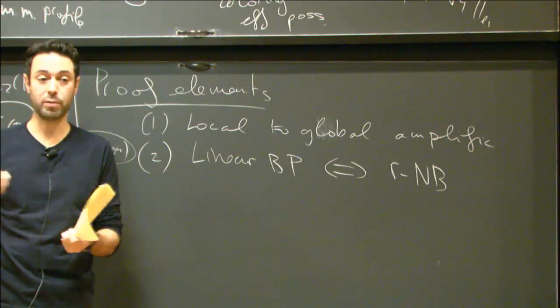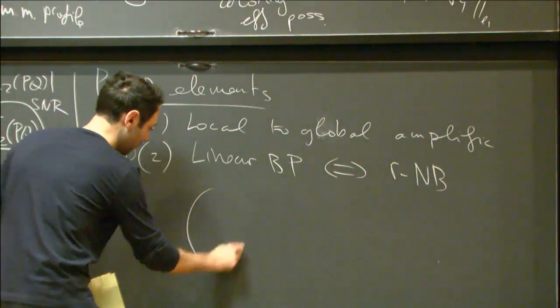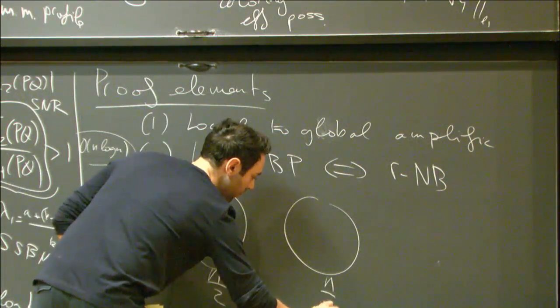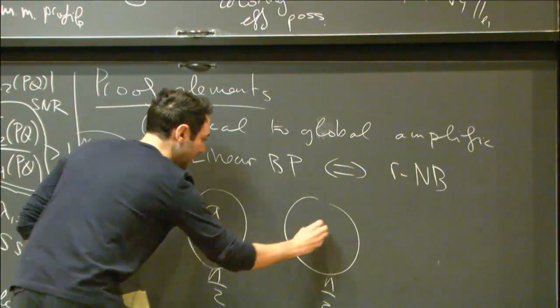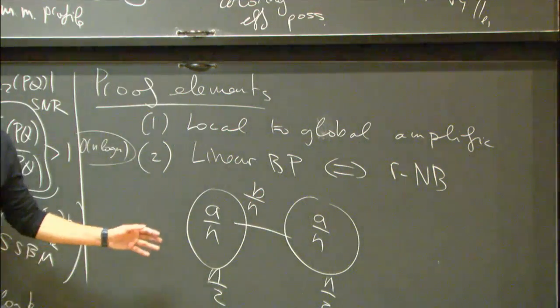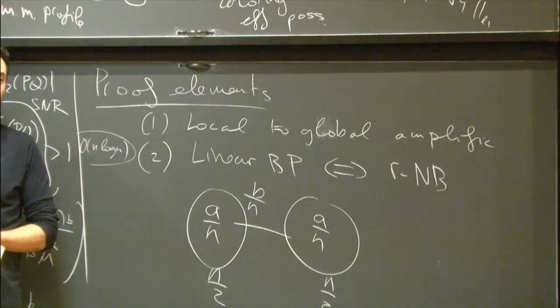So everybody flips a coin. Let's say you have 2 groups. We are in the symmetric case. There's roughly n over 2 nodes here and here. You connect with A over n inside the groups and B over n across the groups. We don't know where the partition is, so let's all flip a coin for blue or red.